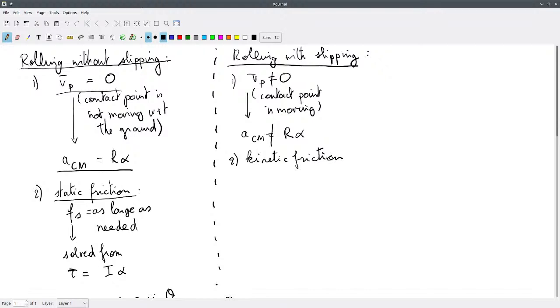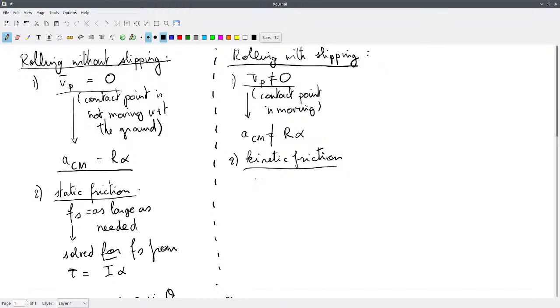I present these as separate, but the reason why we have static friction here is because Vp is 0. And the reason why we have kinetic friction here is because Vp is non-zero. And in kinetic friction, we don't just have to solve for Fs, the static friction. So really what we did here was solve for Fs from that equation, from Newton's second law.